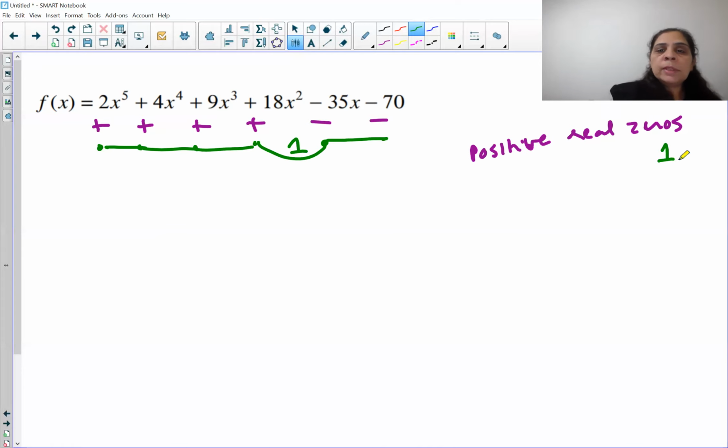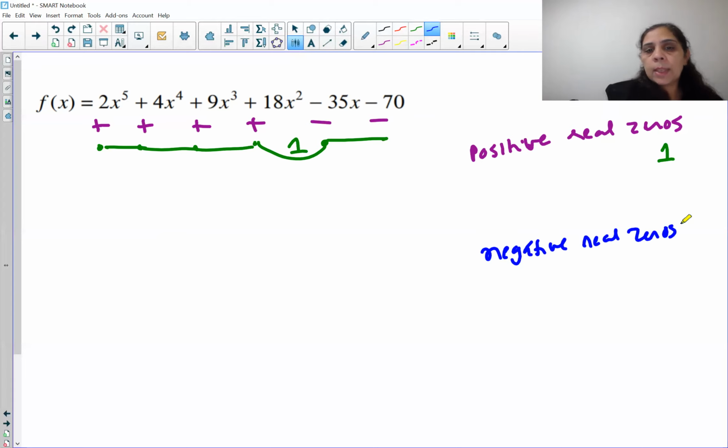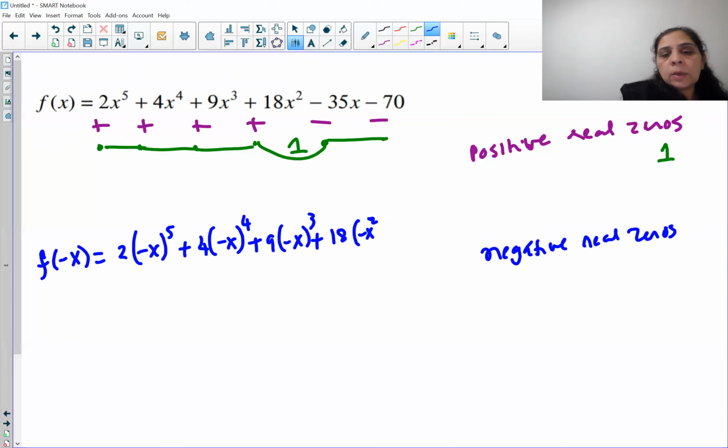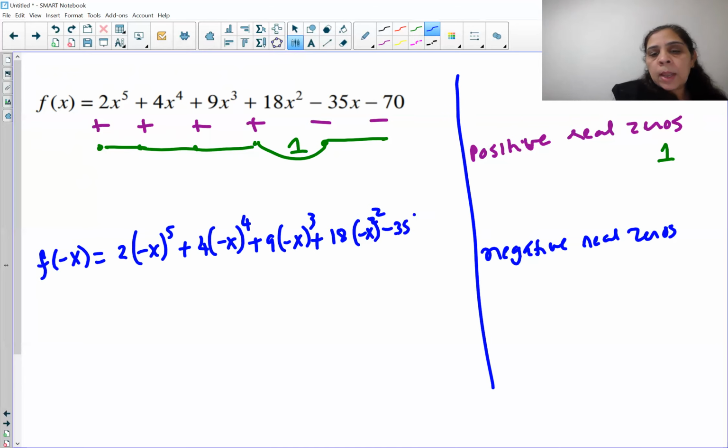All right, now we will check the possible negative zeros. Negative real zeros. So let's see, we have to find f of negative x, which is 2 times negative x to the 5th power, 4 times negative x to the 4th power, plus 9 times negative x cubed, plus 18 times negative x squared, minus 35 times negative x, minus 70.